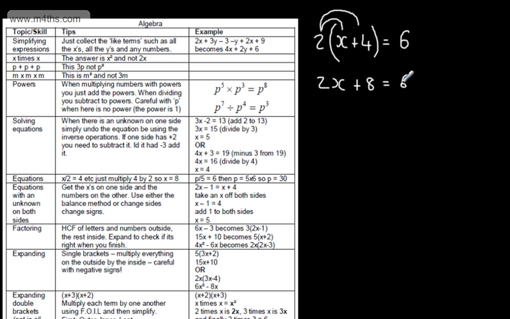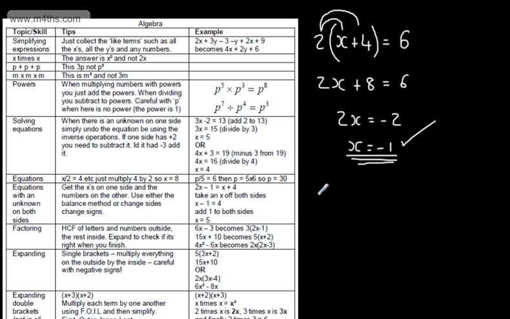I'm now going to subtract 8 from both sides. So 2x is going to be 6 minus 8, which gives us minus 2. And then we're going to divide both sides now by 2. X is going to be equal to minus 1. So that now gives me my answer. Now, does that work? Well, if we put minus 1 in, minus 1 plus 4 is 3. 2 times by 3 is 6. So we know that's the correct answer.